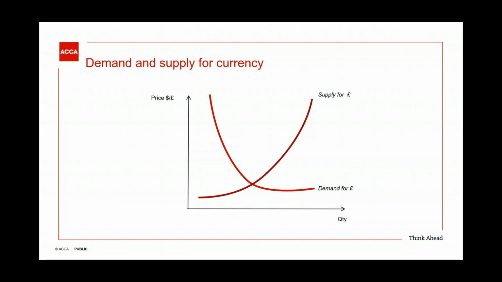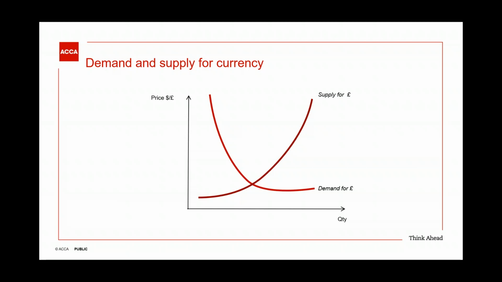If I had shown dollars per sterling, I could have shown sterling per dollar. That would have been the price of the dollar, and that would have been the demand and supply for dollars, so the diagram would actually look the other way around. So when I say dollars per sterling, that is what we call the base currency, and it's very important to understand that simple notion.